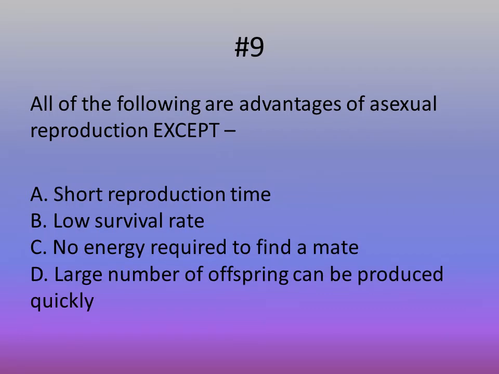Number 9. All of the following are advantages of asexual reproduction except: A. Short reproduction time. B. Low survival rate. C. No energy required to find a mate. D. Large number of offspring can be produced quickly.